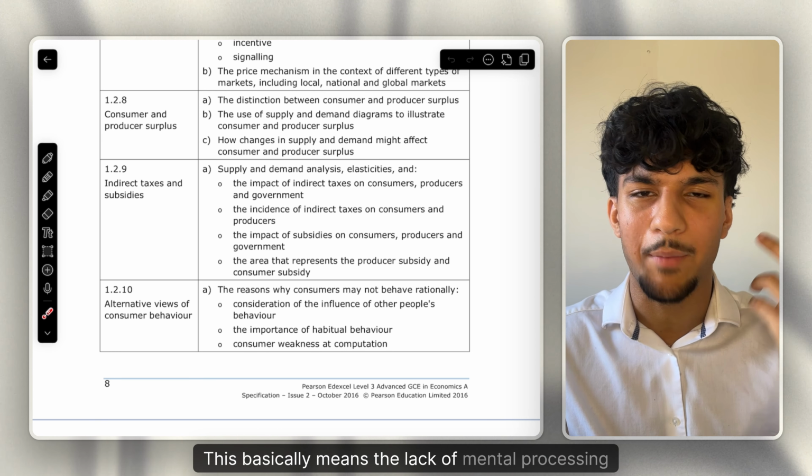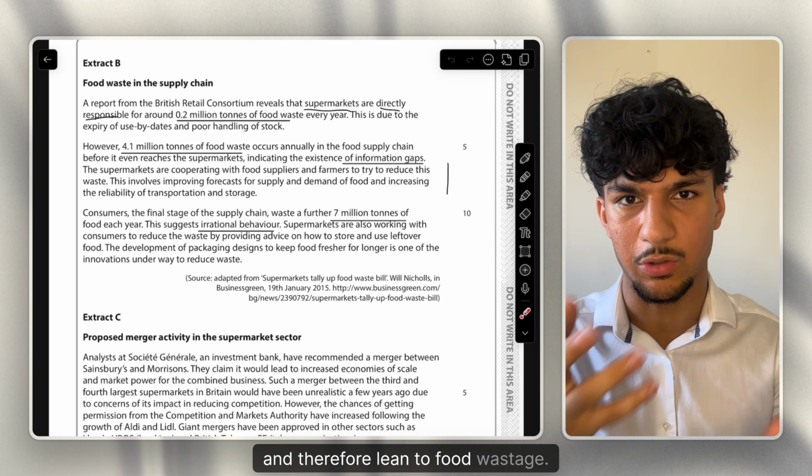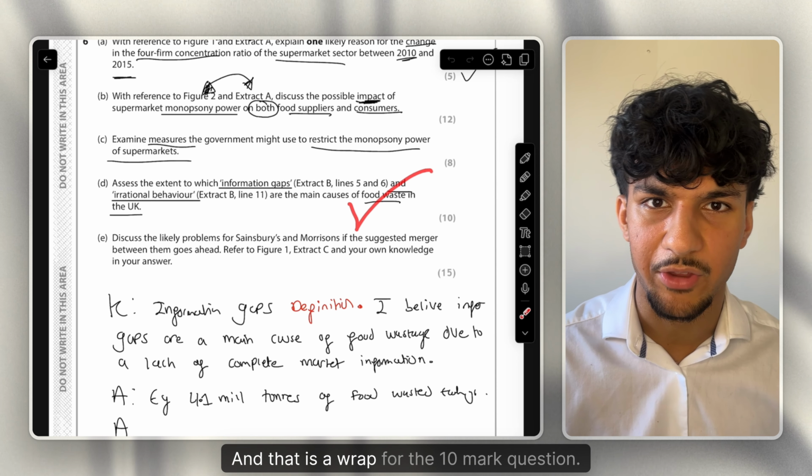So one way you can reduce irrational behaviour is by providing information. For example, just maybe prompting individuals saying, do you really need this many loaves of bread, in a supermarket? Just having a little sign, something like that, just providing information, maybe providing an average amount of bread that each household uses, therefore it helps with individuals' decision making, therefore them less likely to buying too much bread, and therefore leading to food wastage. And that is a wrap for the 10-mark question.